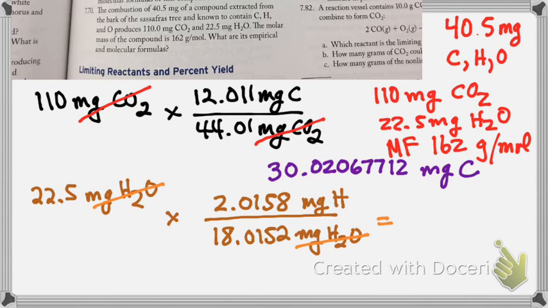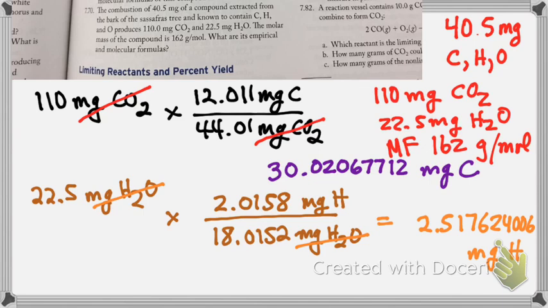22.5 times 2.0158 divided by 18.0152, I get 2.5176624006 milligrams of hydrogen.